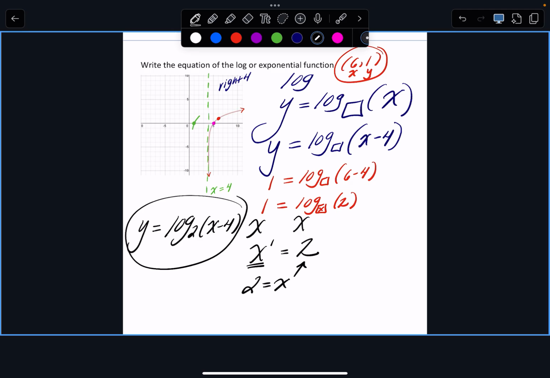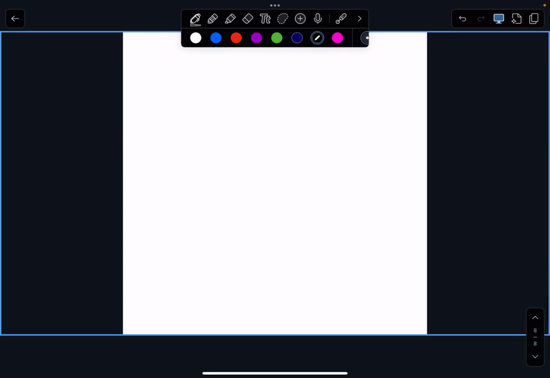Okay. So you're going to first write the parent function with the shift left and right or the shift up and down. If it's an exponential, it'll be a shift up and down. If it's a log, it'll be a shift left and right. And then just pick a point that's kind of unique to it and plug it in. Yeah, if we would have picked 5, 0, you would have been able to catch that any base to the 0 power is 1, so we can't figure it out with that point. Well, long story short, we're done.